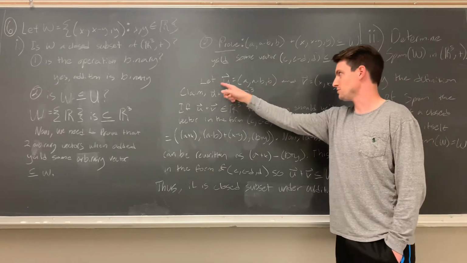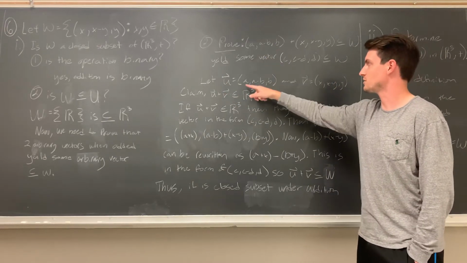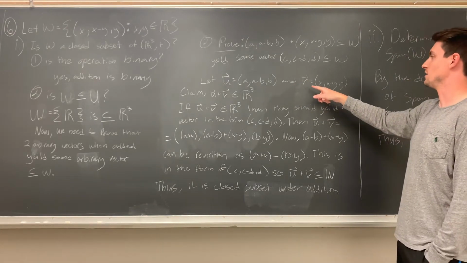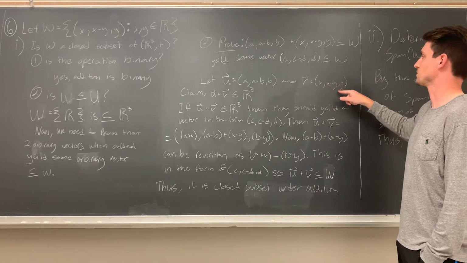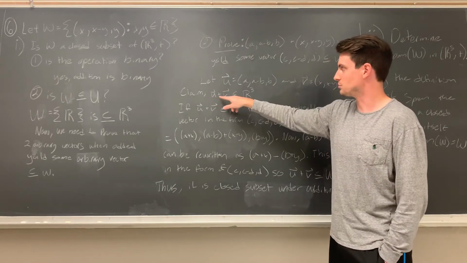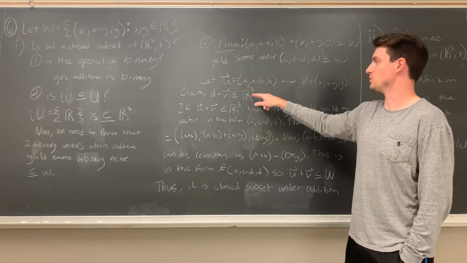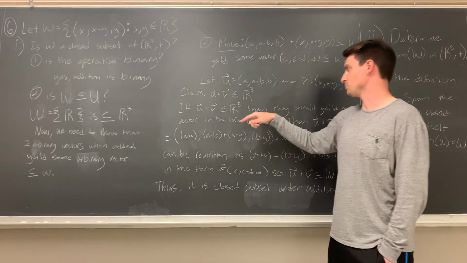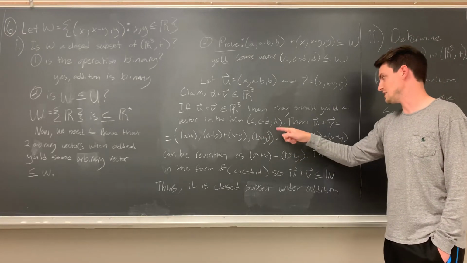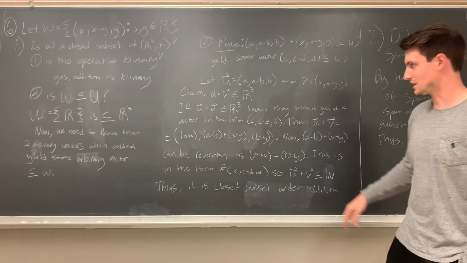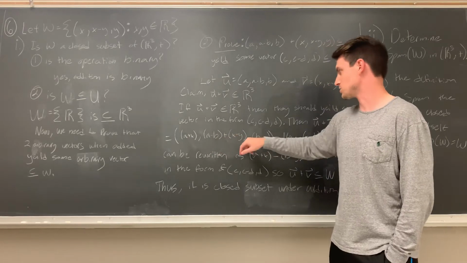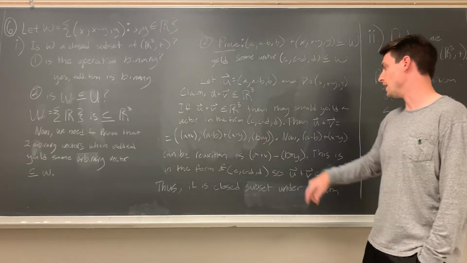So first we're going to say let a vector U be our first arbitrary vector, (A minus B, B), and we'll let some other vector V be our second arbitrary vector, (x minus y, y). And we're going to claim that vector U plus vector V is an element of R3. So if they are both an element of R3, then they should yield a vector in the form of (C minus D, D). So when we add these two vectors, they're going to give us (A plus x, A minus B plus x minus y, and then B plus y).